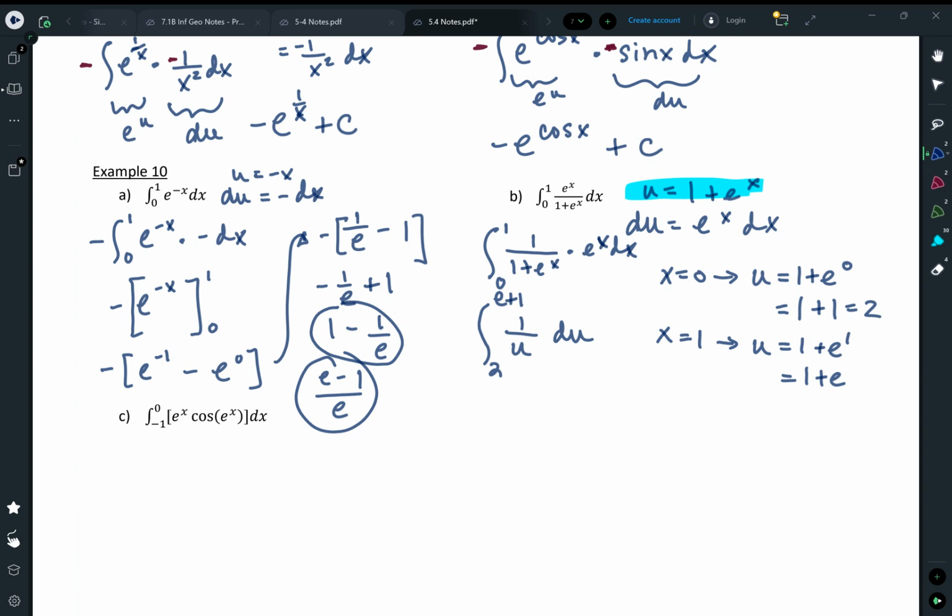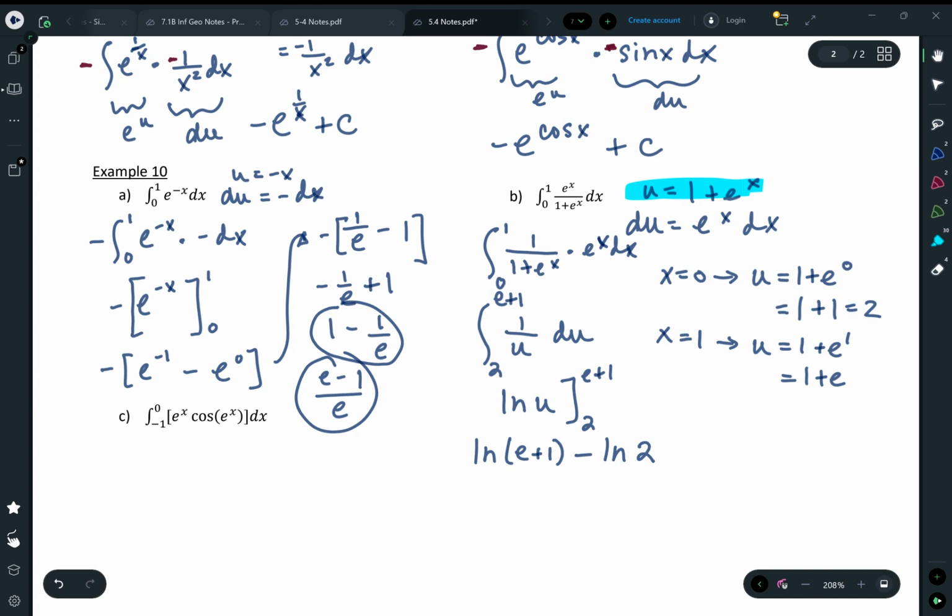When I integrate 1 over u, that's a natural log. Remember, I can't use power rule when I have, this is basically a negative first power because negative 1 plus 1 makes a 0 power. It doesn't even work. So this is my natural log. So I'm going to integrate this as natural log u, and then we need to evaluate it from 2 to e plus 1. So natural log of the quantity e plus 1 minus natural log 2. And that is a perfectly acceptable answer. We're going to leave our work that way.